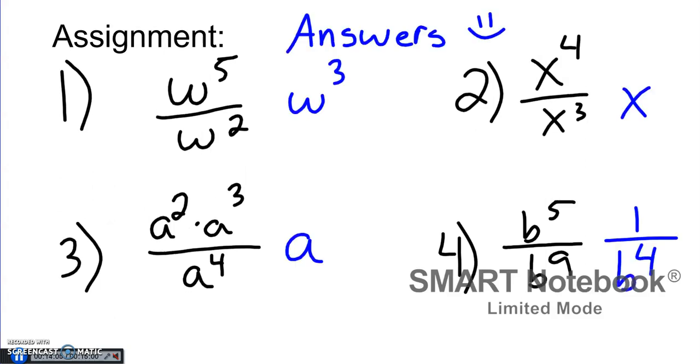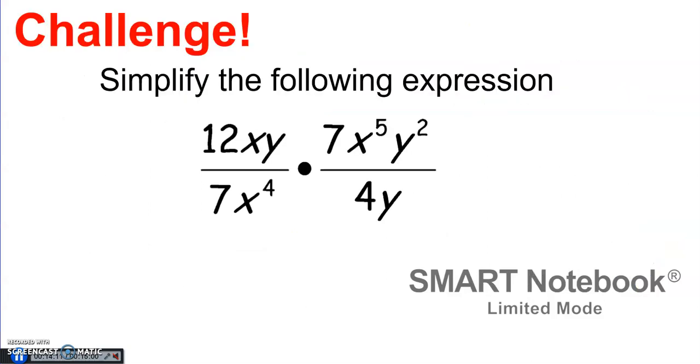Here's the assignment. Here are the assignment answers. If you want to attempt the challenge problem, this is the challenge problem. Simplify the following expression. 12xy over 7x to the 4th times 7x to the 5th y squared over 4y. If you want to attempt the challenge problem, please pause the video, attempt it, and then resume when you want to check your answer, because I'm about to end this video with the answer to the challenge problem.